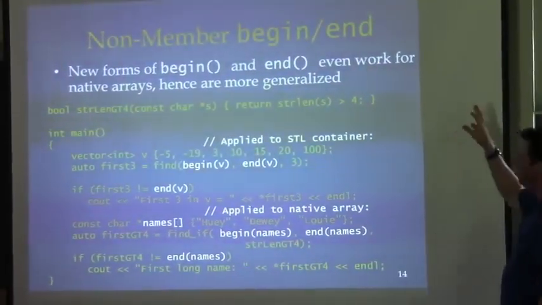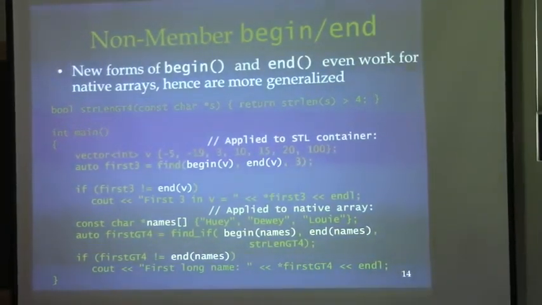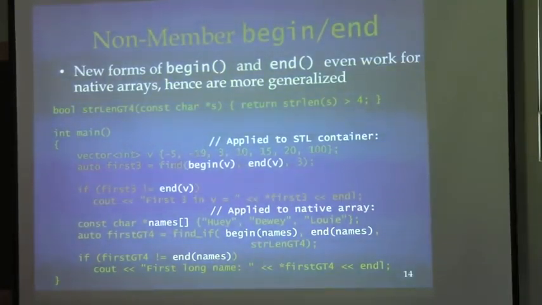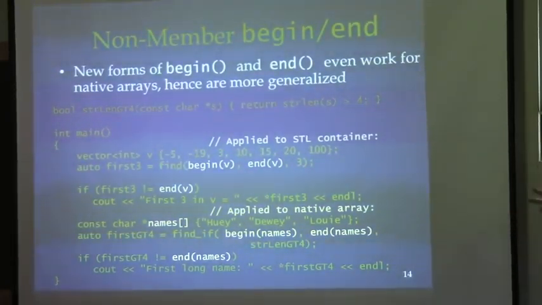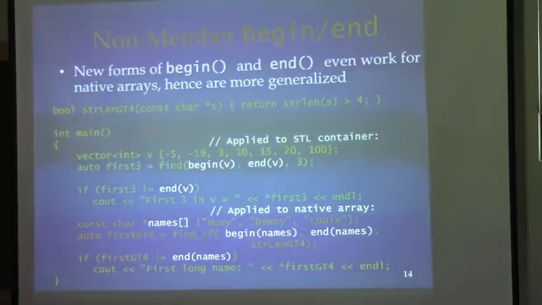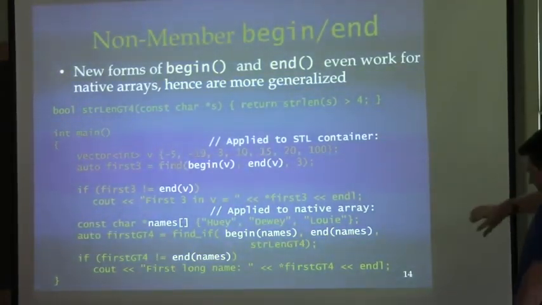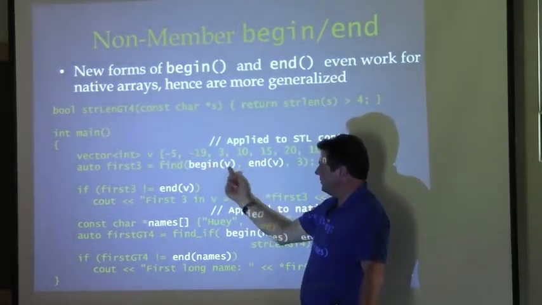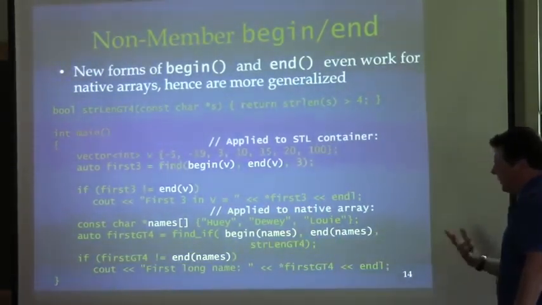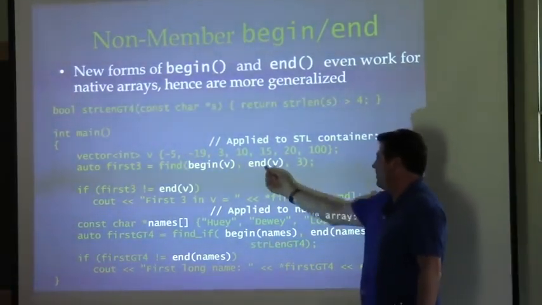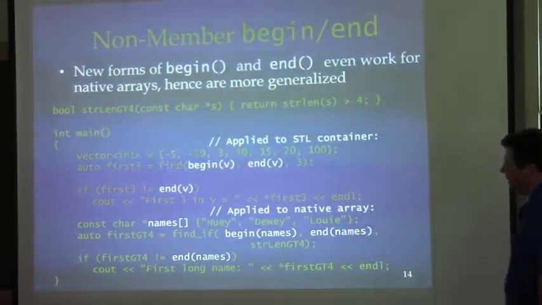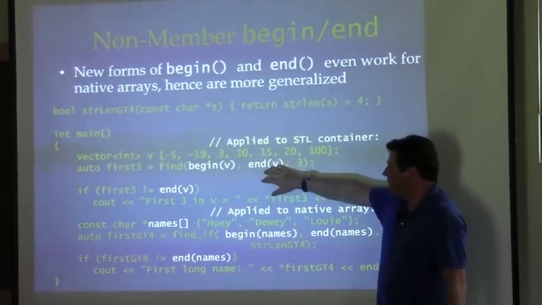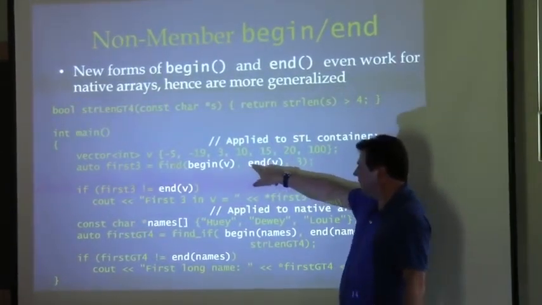Another new feature, non-member begin and end. So C++11 supplies begin and end that are functional. When applied to a container, they work exactly as if you said container.begin, container.end. It's just the syntax is flipped around. So here's our container v. We can say begin(v). That is exactly the same as saying v.begin. And end(v) is exactly the same as v.end. So just for v, there's no real advantage. But the advantage is that you can also apply these to things like native arrays.